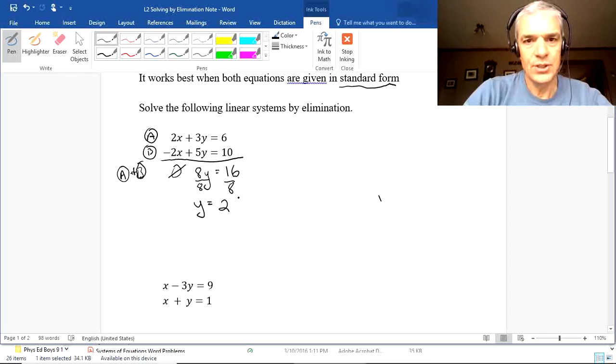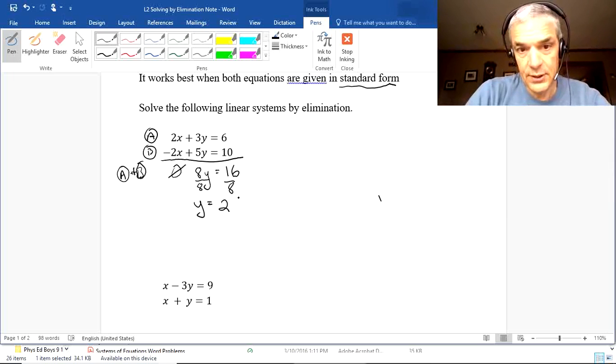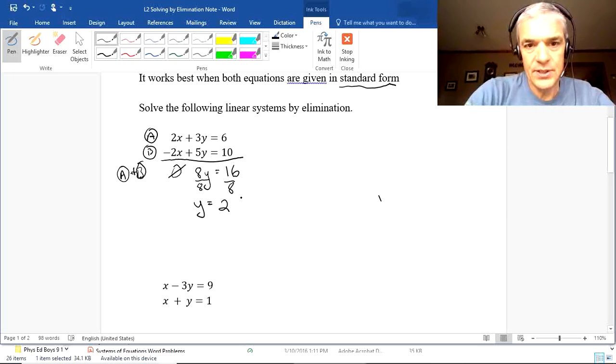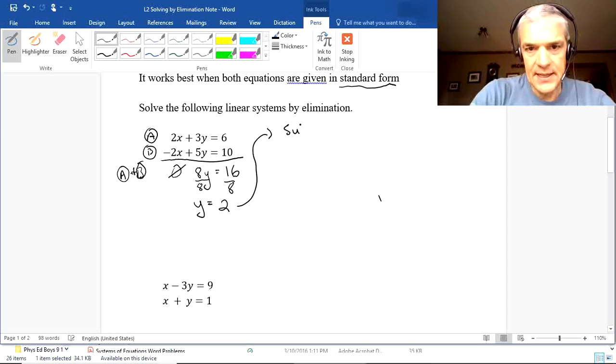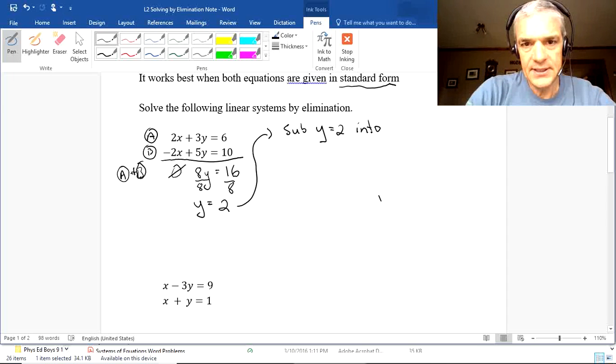I have now solved half of my solution for my point of intersection. I know that the y value of my point of intersection is 2, but I don't know what the x value is. Well, what we like to do is kind of swing up here. Sometimes I even draw a line, but you don't have to do that. I say substitute y equals 2 into either one of these two equations. I can pick either one. Now, I'm going to be honest.